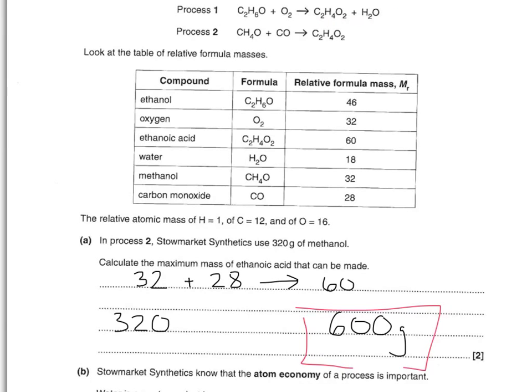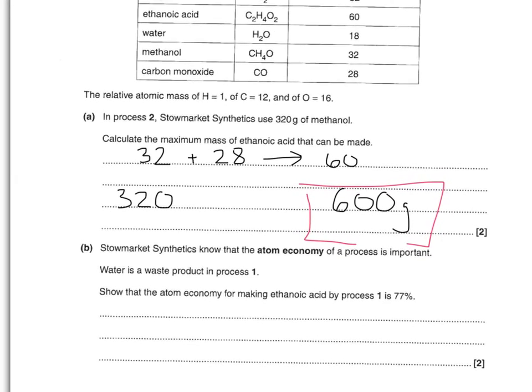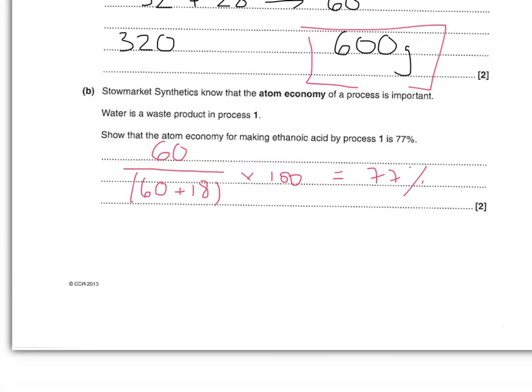So your equation will be, just scroll down, those are the ones I need: ethanoic acid, which is our desired product, which is 60, over 60 plus 18. And then remember, it's a percentage, so you times that by 100. So that equals 77%.